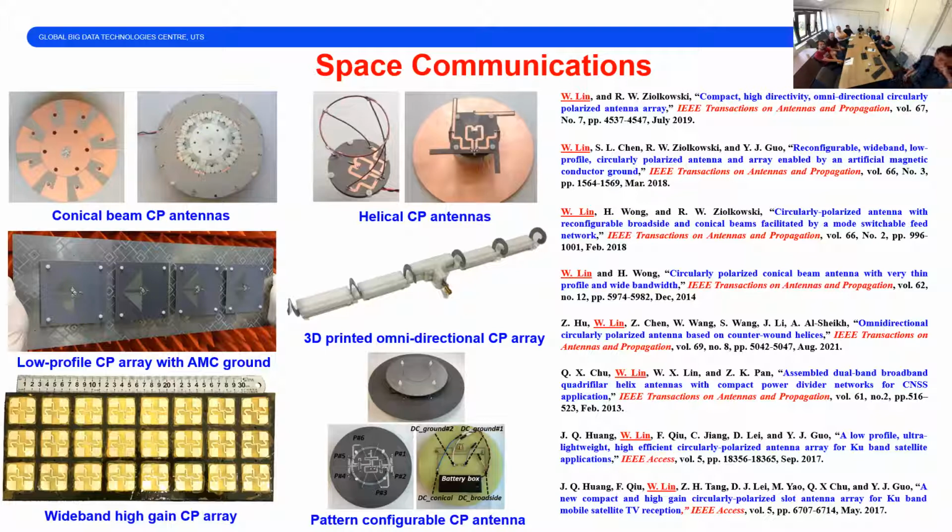Also, this one is the reconfigurable CP antenna that can switch the polarization from left-handed to right-handed circular polarization. And we also make an artificial magnetic conductor, AMC, ground beneath that to lower the profile. And this is the omnidirectional high directivity CP antenna, which is all 3D printed. They have high directivity and omnidirectional coverage, but with circular polarization. So this is the simplest design of this kind.